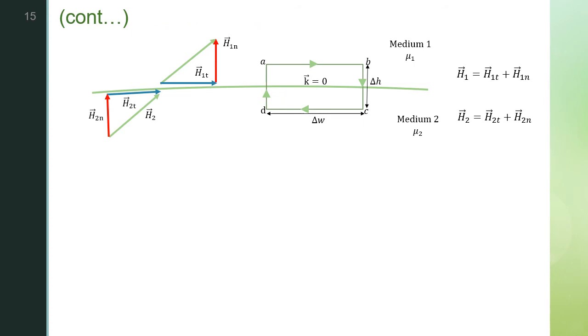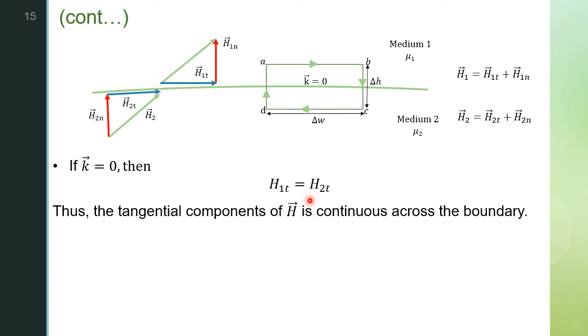Now, if you extend that derivation by considering the boundary current to be 0, that is K equal to 0, then the first boundary condition H1T minus H2T equal to K reduces to H1T equal to H2T. That is, the tangential component of magnetic field intensity is continuous across the boundary separating two media with different permeability.